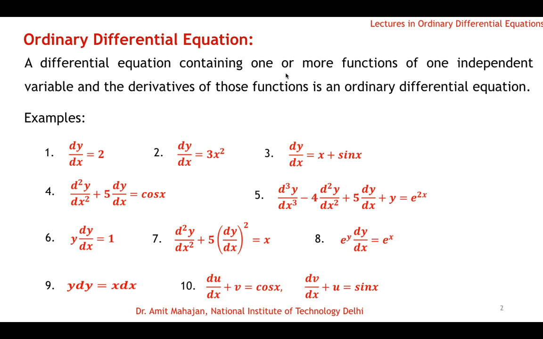That's why we are saying one or more functions of one independent variable. So there are two functions u and v, and both are functions of one independent variable x. Okay, so it's a system of ordinary differential equations.